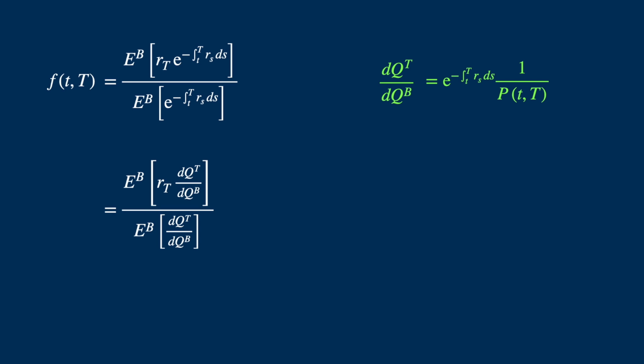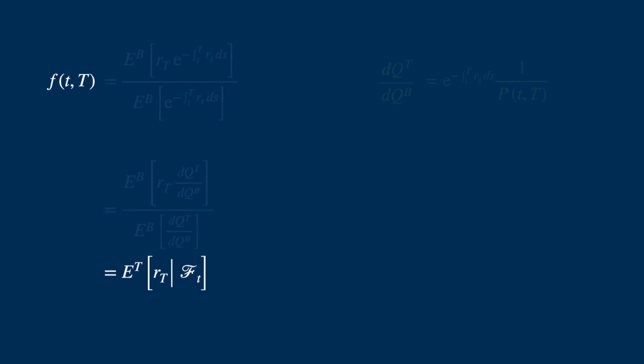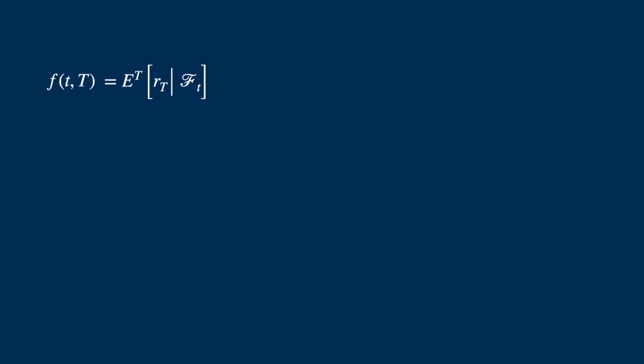So we know it equals the expectation of r with respect to the measure associated with using the zero coupon of maturity capital T as the numeraire. And what we see is that the instantaneous forward rate is the expected value of the future values of the short rate under the measure associated with using the zero coupon of maturity capital T as the numeraire. Right, so that's enough of the interest rate.